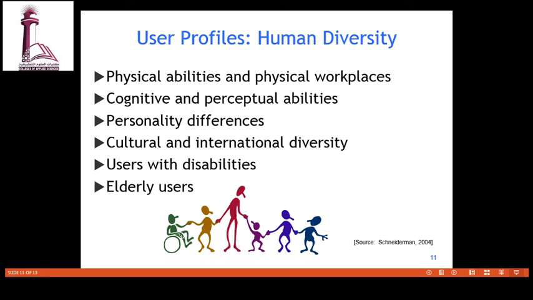Then next we are going to see about human diversity, how human beings may differ in their nature and capabilities. The first point is physical abilities and physical workplaces. The ability of each and every person is different. And then cognitive and perceptual ability. The thinking, the reaction, everything will be different, so it will vary from one person to another.